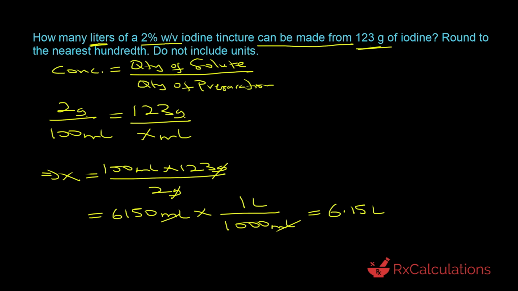Now the question says round to the nearest hundredth. It's already to the nearest hundredth. It also says do not include units. And so the answer is going to be 6.15.